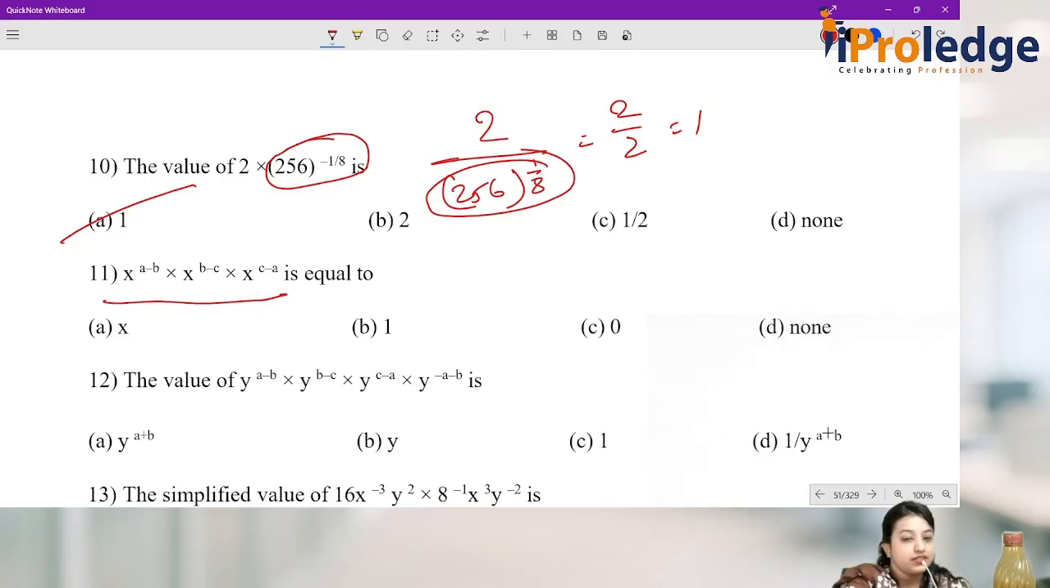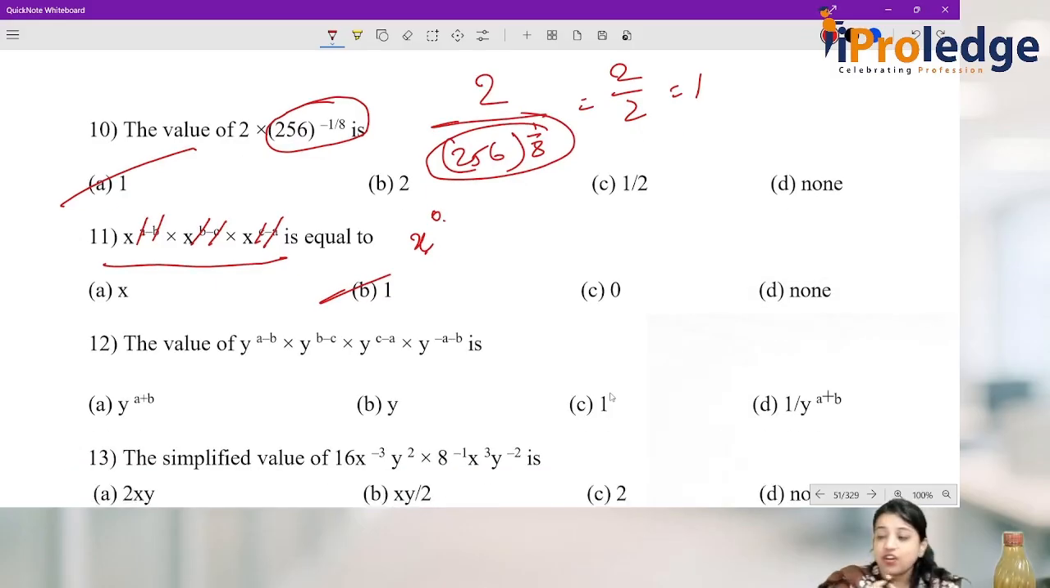add the powers. Plus a minus a, minus b plus b, plus c minus c, what will it be? x to the power 0. What is x to the power 0? Okay, look at the cyclic order: a minus b, b minus c, c minus a, 0. Where does the 0 come? It comes in the power. So x to the power 0 is 1.